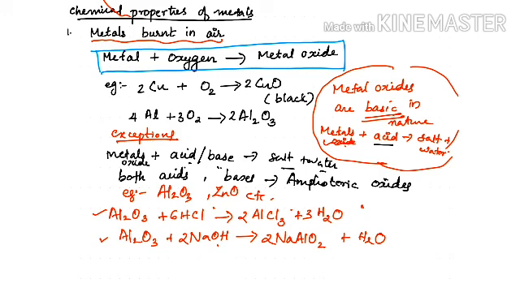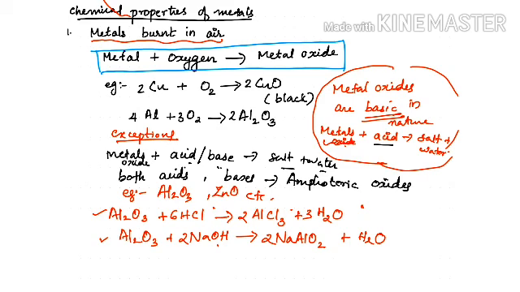Okay, so aluminum oxide is reacting with the hydrochloric acid to produce aluminum chloride and water. Then aluminum oxide can react with the sodium hydroxide to produce sodium aluminate and the water. Okay, so in both the cases it is reacting with an acid, it is reacting with a base also to produce salt and water. Such metal oxides we call it as the amphoteric oxides. Okay, aluminum oxide is an example for the amphoteric oxides.